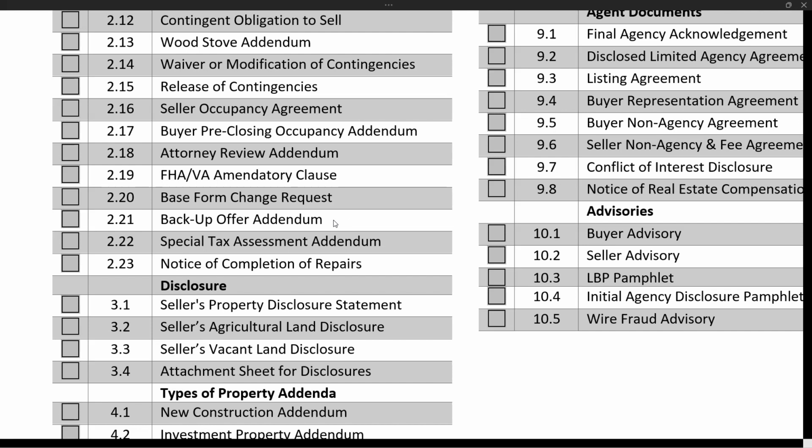The seller needs to prove that the previous offers, the primary offer or the first backup, have both expired or been terminated before the second backup becomes valid.